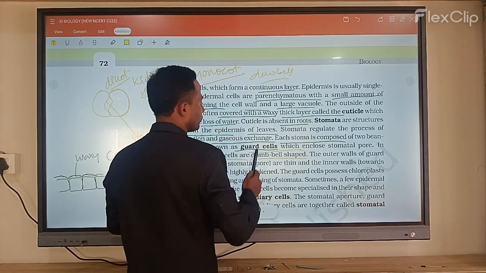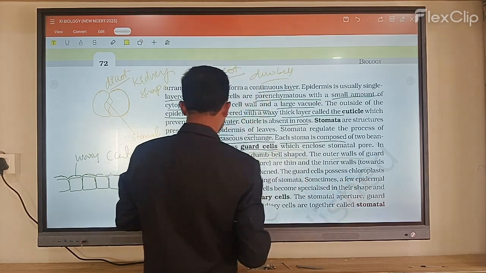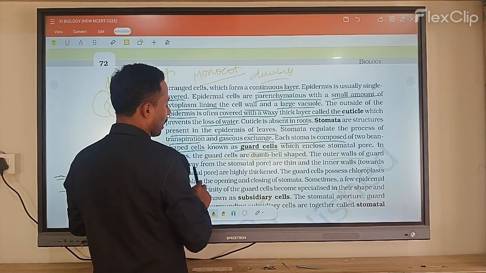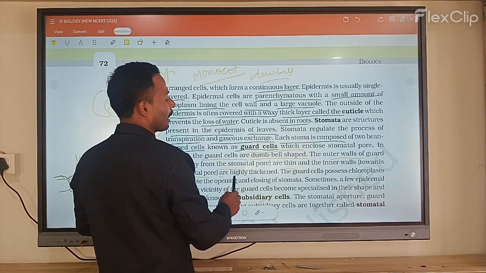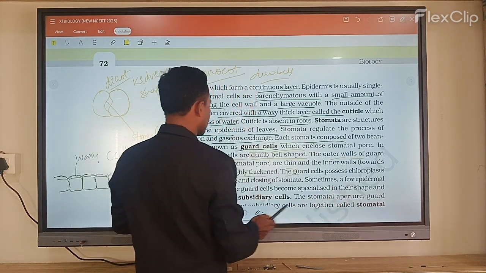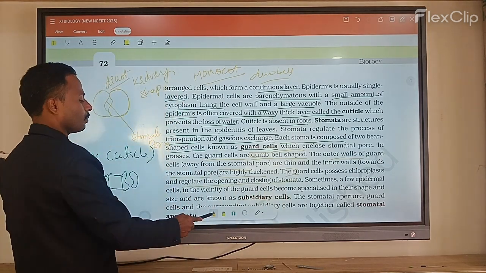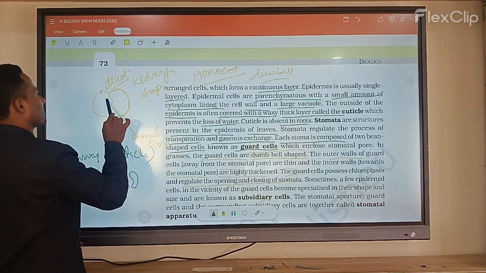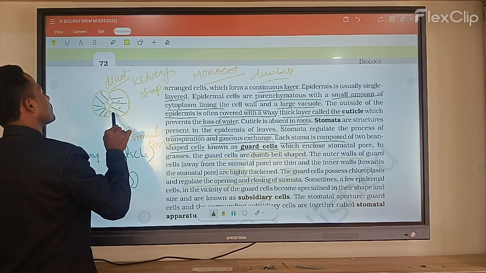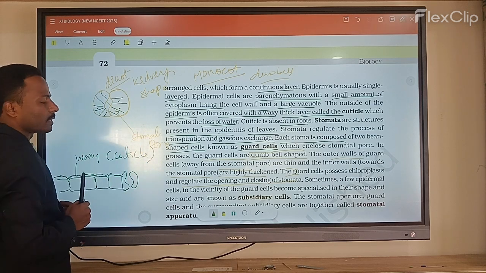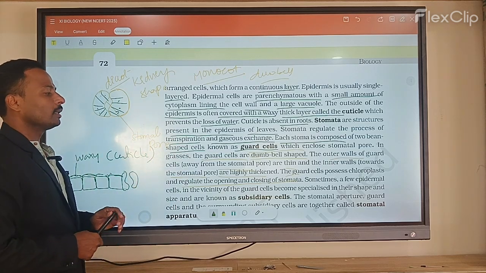Now the outer walls of guard cells, away from the stomatal aperture, and the inner walls towards the stomatal pore are highly thickened, and the guard cells possess chloroplasts and regulate the opening and closing of the stomata. Mostly the guard cells have microtubules, and they contain chlorophyll pigments also. So guard cells help in the opening of the stomata and then the closing of the stomata.